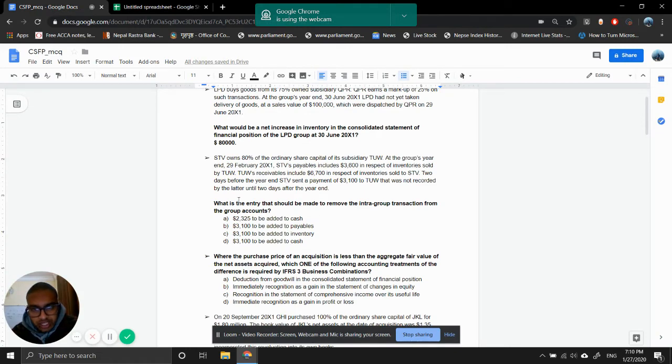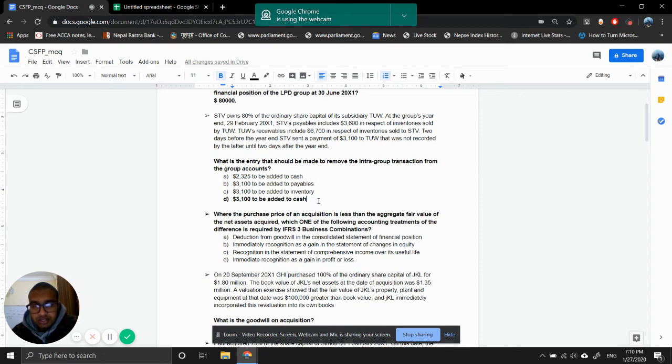But what does the question ask? What is the entry that should be made to remove the intragroup transaction from the group accounts? 2325 to be added to cash? No, that's not the payment that we made. 3100 added to payables? No, because you don't add anything in payables. 3100 added to inventory? No. 3100 to be added to cash. Okay, this is the answer. I'll just bold it: 3100 should be added to cash. So that's the thing.